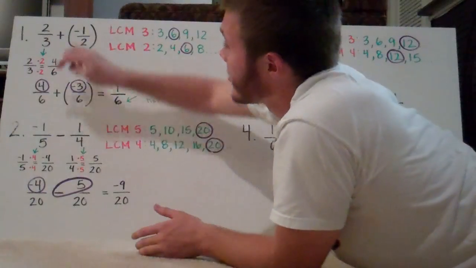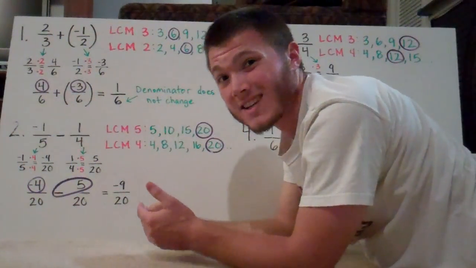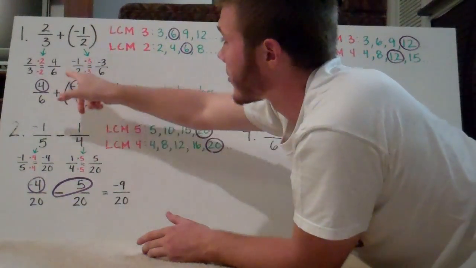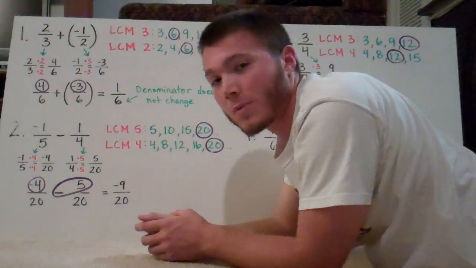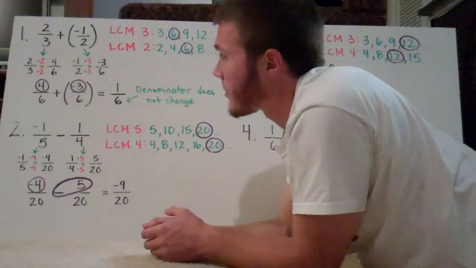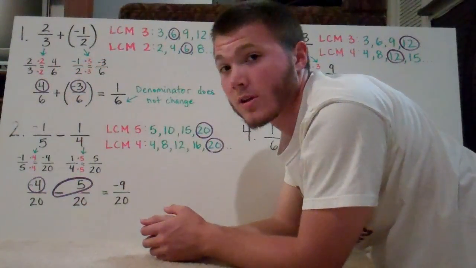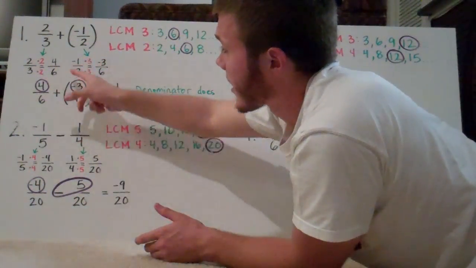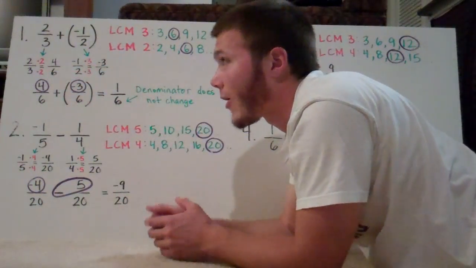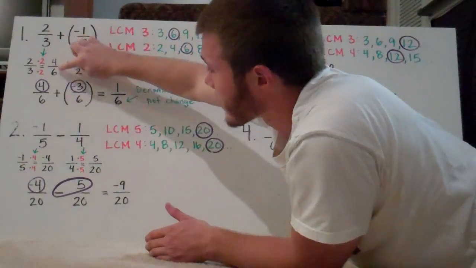And then this fraction, -1/2, again, I want to turn that into sixths. So I make my denominator a 6. How do I go from a 2 to a 6? I have to multiply by 3. Since I multiply the bottom by 3, I have to multiply the top by 3. -1 times 3 is -3. So -1/2 is equal to -3/6. Now I can start to add these fractions. So 2/3 turned into 4/6.